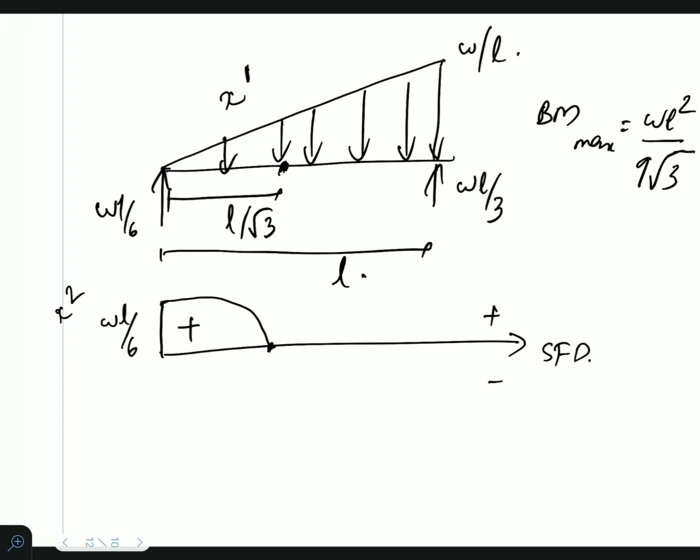Then we will have a downward force acting. So it is going to go like this till it reaches a value of WL by 3. Here there is a force WL by 3, that will put it like this. Okay, this will be negative. This is our case.